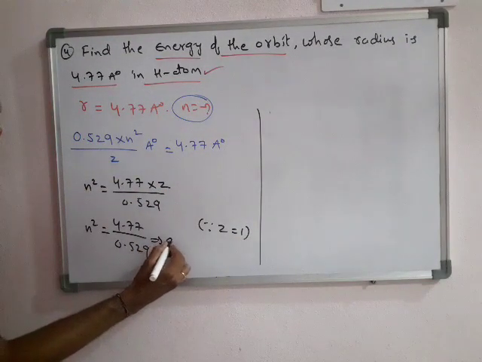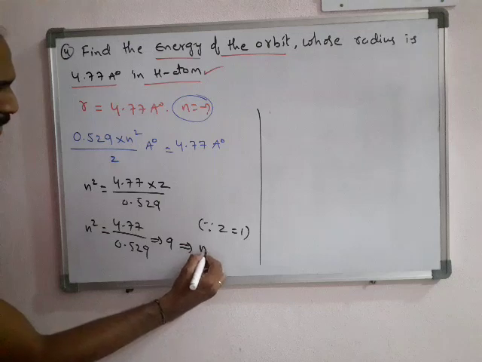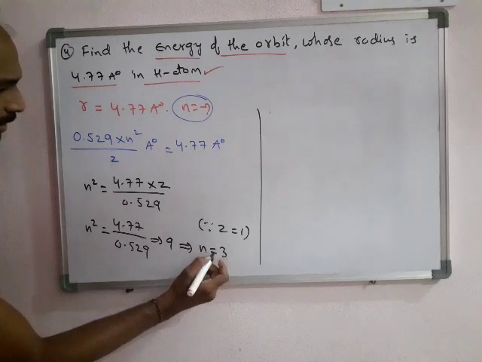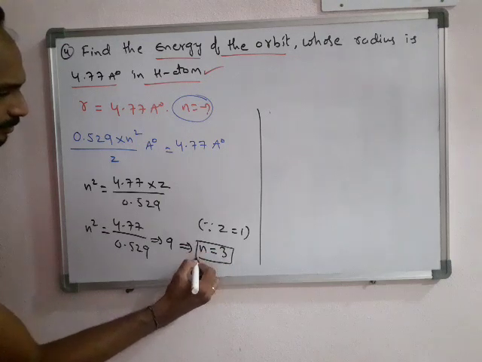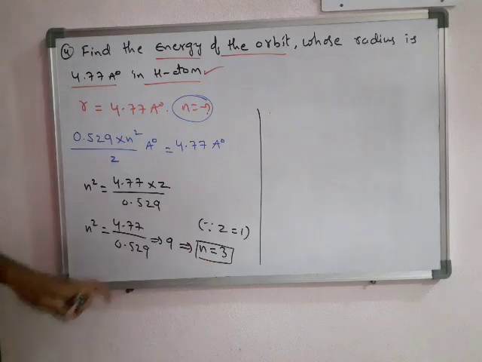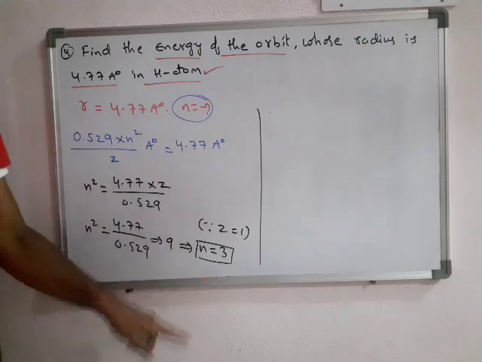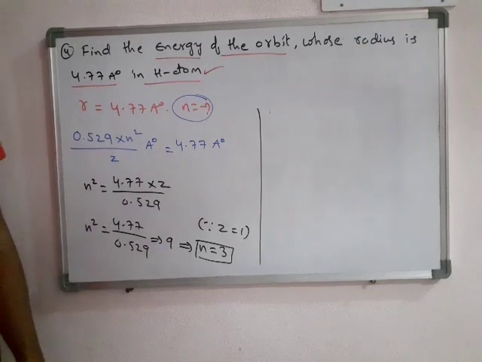So here we will get 9. So therefore, the number of orbit is equal to 3. Means the number of orbit you got is equal to 3. Now we need to calculate the energy of that third orbit.